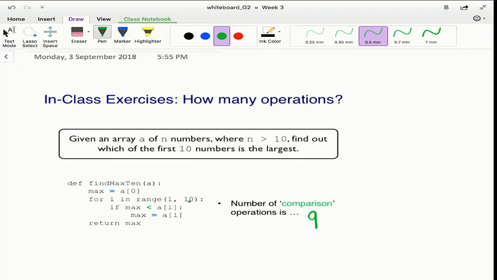Now, does it matter what number n is? So if n is larger than 10, if n is 100, how many times do we go in? It's still going to be 9, right? Because we only go from 1 to 10, regardless of what is the length of the array. Now in that case, the number of comparison operations here is always 9, is never any other number for this particular algorithm.